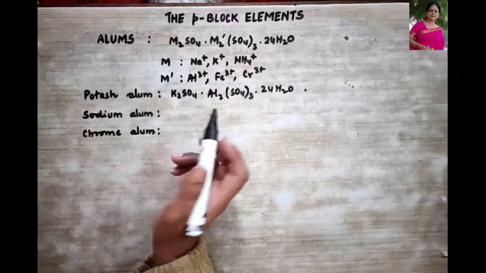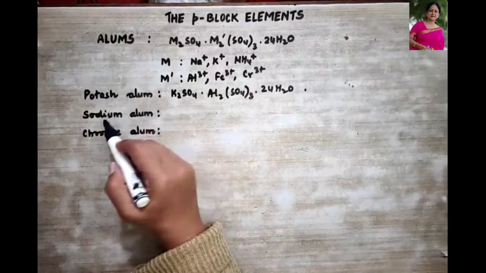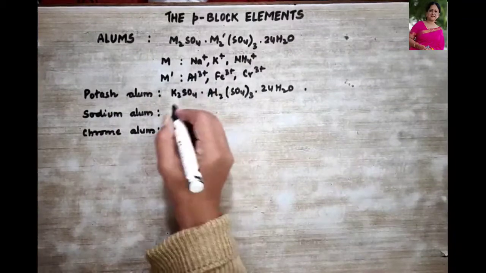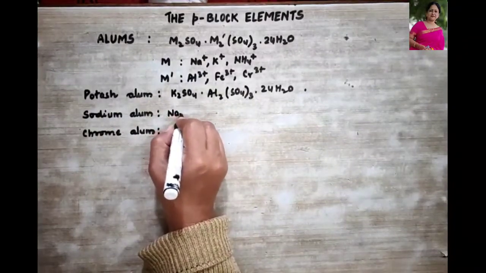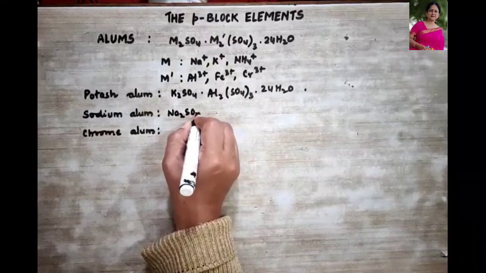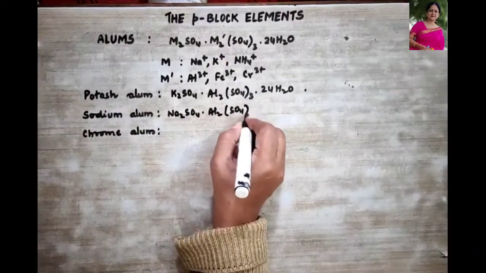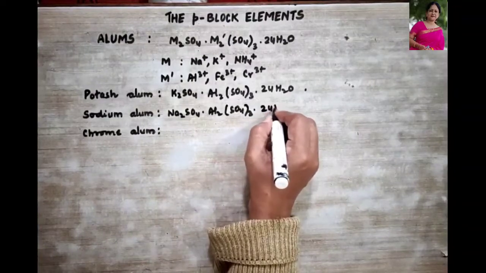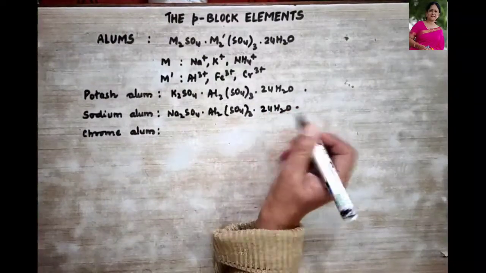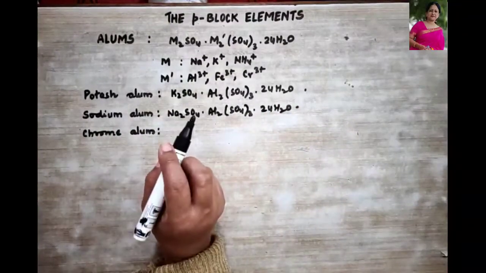Let us find out the formula of sodium alum. Now sodium is also monovalent. So we write here Na2SO4 dot Al2(SO4)3 dot 24H2O. So this is the formula of sodium alum.